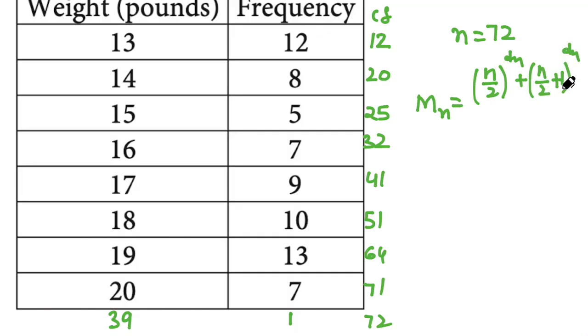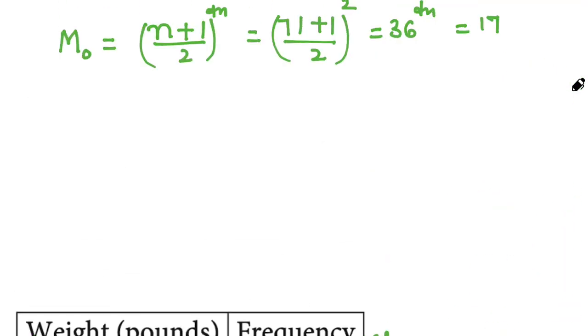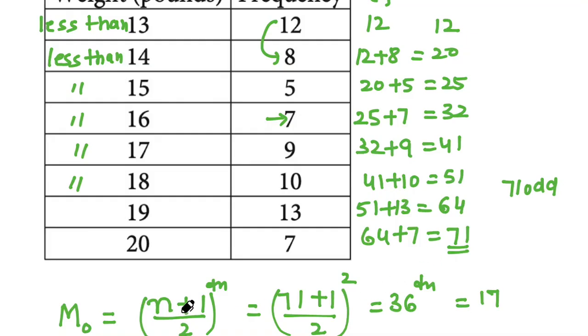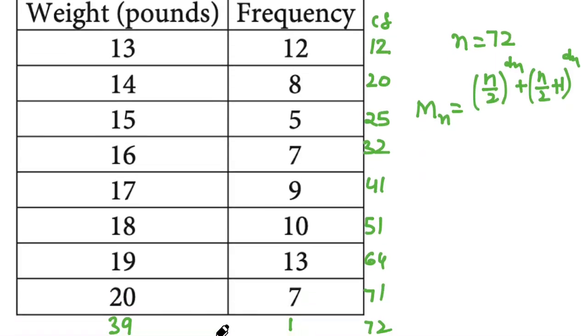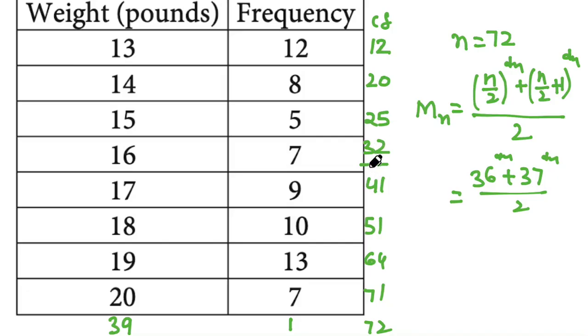See the difference here, n by 2 plus 1. N by 2 is a fraction, 1 is a number. But if you do the odd ones, n plus 1 is whole as a numerator. See the difference. So the mean of these two observations will be our new median. So n by 2th, that means 72 by 2, the 36th, and the next of it, the 37th. Mean of these two. Now if you see this, the 36th and 37th observations are both 17. So 17 plus 17 by 2, which is 17.